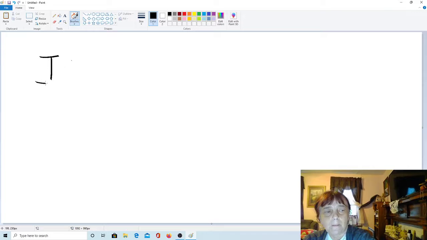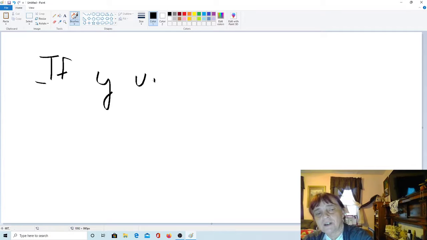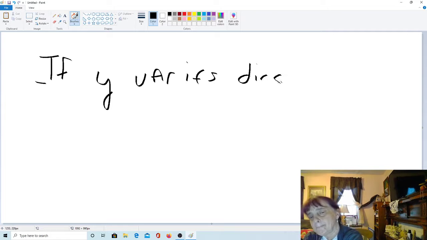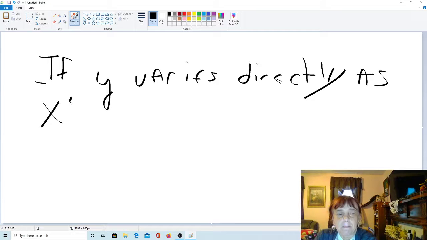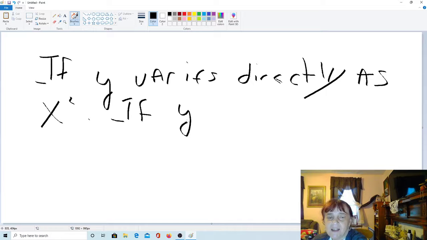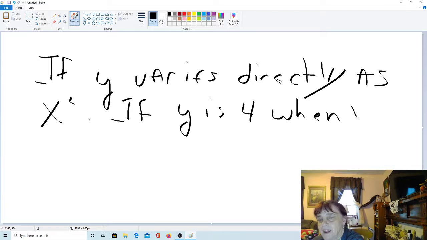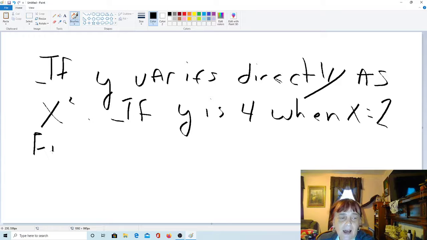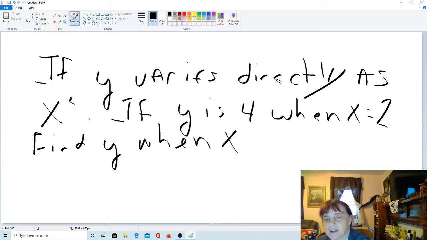Okay, if y varies directly as x squared, and if y is 4 when x is 2, find y when x is 5.